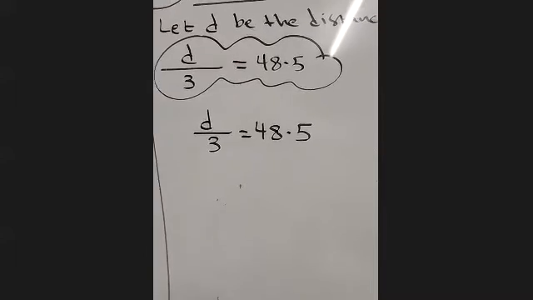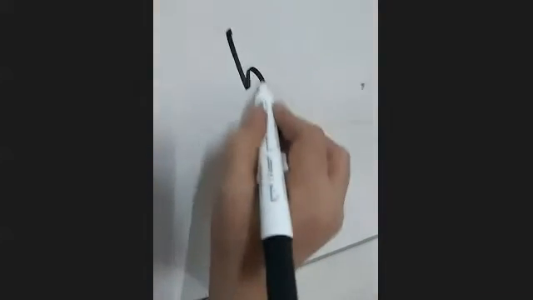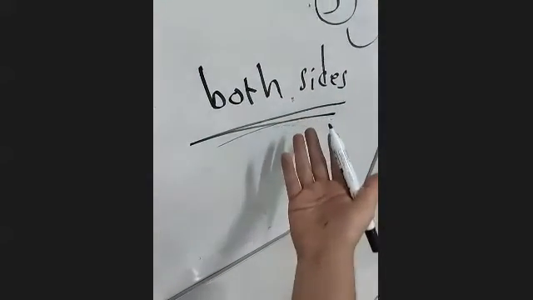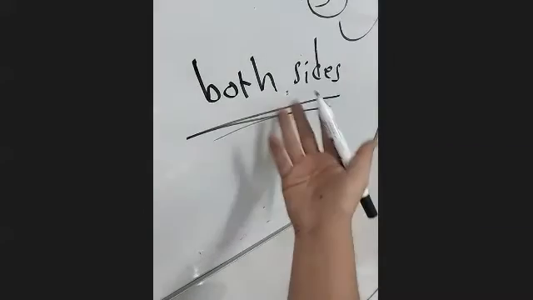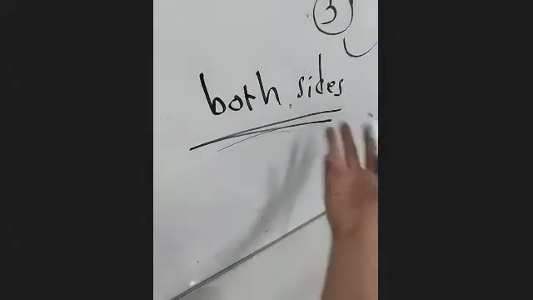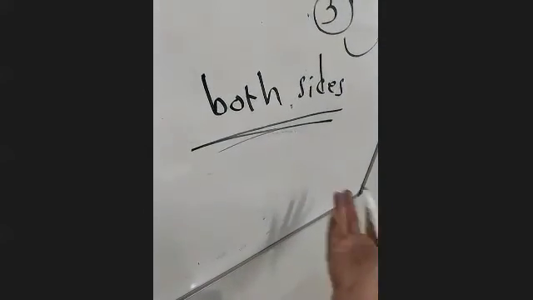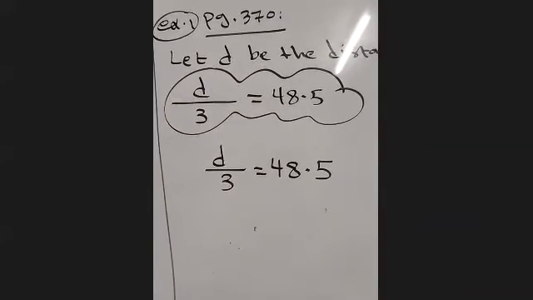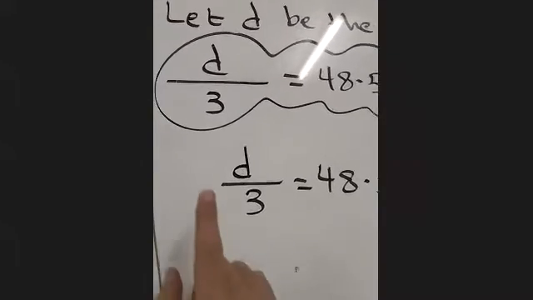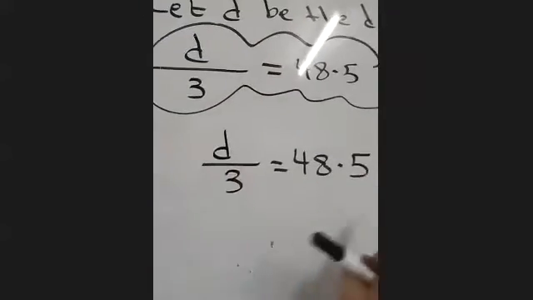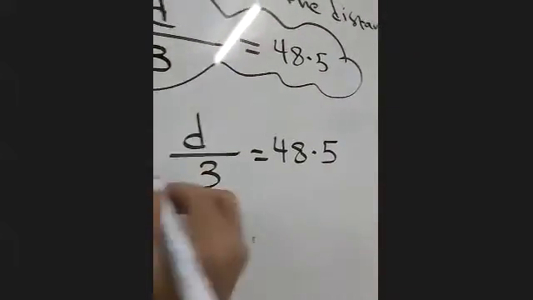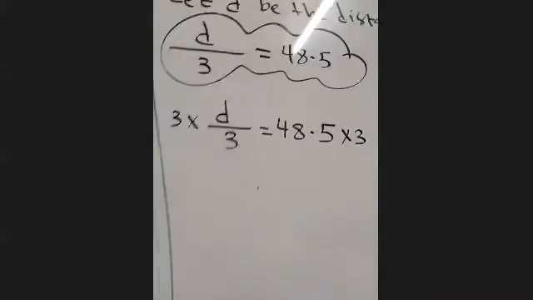Where do I multiply? On both sides. Why can't you say by both sides? What's the problem? Say it. We will multiply by both sides. Multiply by 3 on both sides, okay? So here I'll multiply by 3 and here also by 3, right?